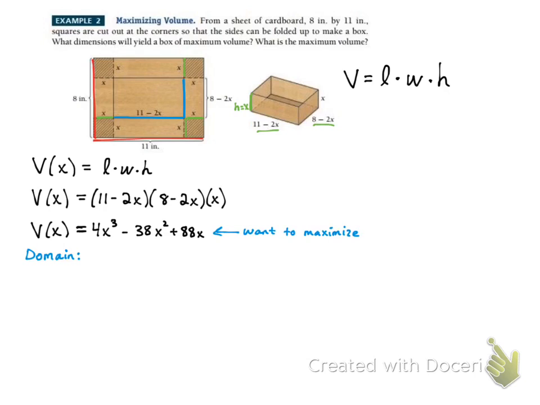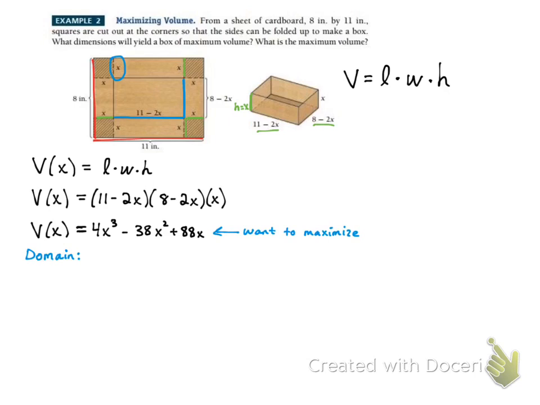Now before we continue, let's think about what the domain for this problem should be. Obviously, if we weren't talking about a real-world problem, the domain of this function would be all real numbers because it's a polynomial function. But let's talk about what the domain should be in the sense of our problem. So remember, x is the length of this little piece we're cutting out here. So it definitely needs to be bigger than 0. It needs to be strictly positive.